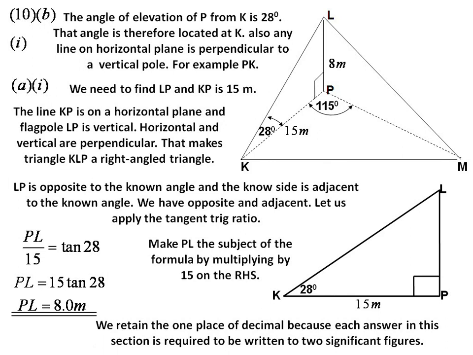We retain the one place of decimal because each answer in this section is required to be written to 2 significant figures. So we write that as 8.0 meters because we need 2 significant figures. So we need to throw in another figure there. So we are retaining that single decimal place in order to complete the number of significant figures that are required in the statement of the problem.